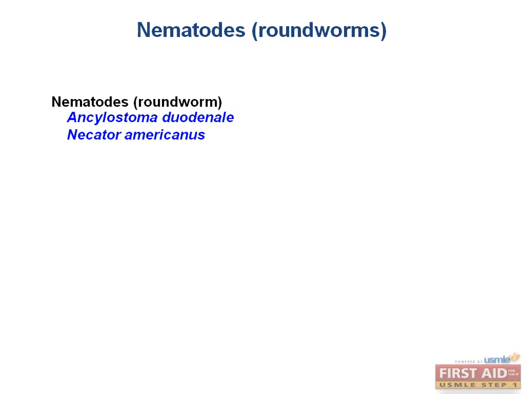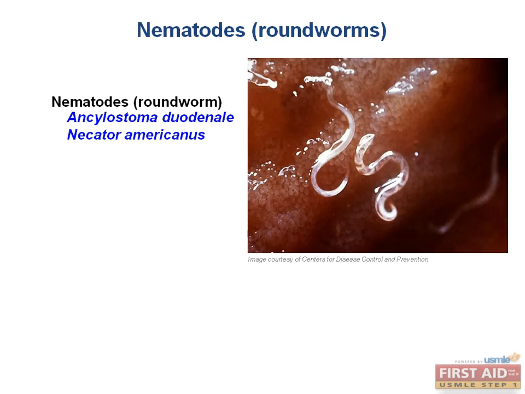Just like strongyloides, larvae of the two hookworms are found in contaminated soil and penetrate into human skin, usually through the feet. But unlike strongyloides, where you will find larvae in the stool, with hookworms you'll find eggs in the stool. So once these little worms end up in the intestinal tract, they're going to latch onto your intestinal mucosa, as you can see here.